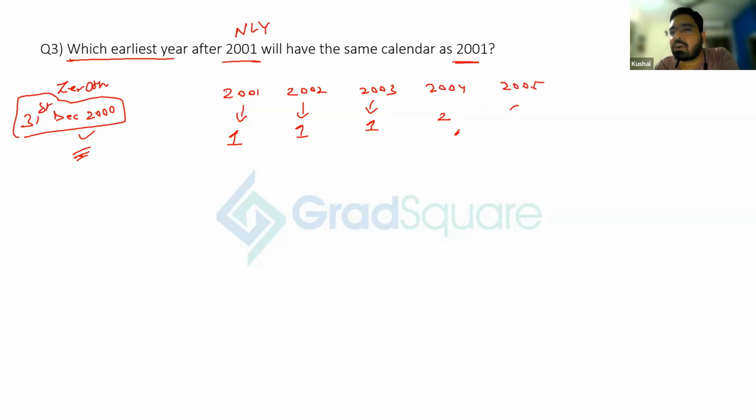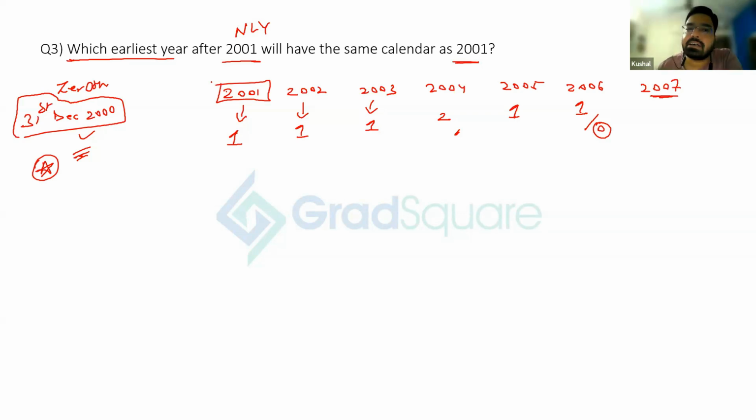2005 will be what? 1. So that will make it 6. 2006 will make it one more. So till this, you will have 0 odd days. That means 2006 ending will be same as 2000 ending. That means 2007 starting will be same as 2001 starting. And this is a non-leap year, and this is also a non-leap year, and hence the earliest year which will have the same calendar will be 2007.